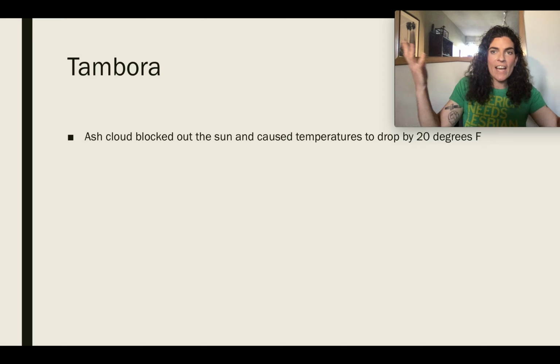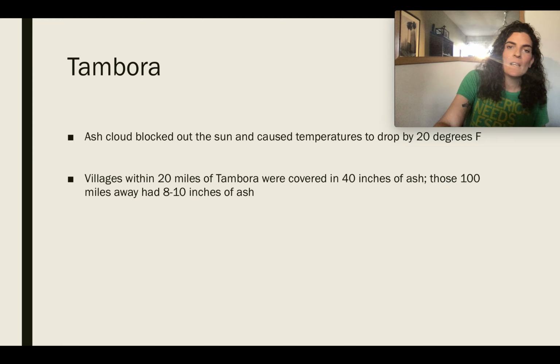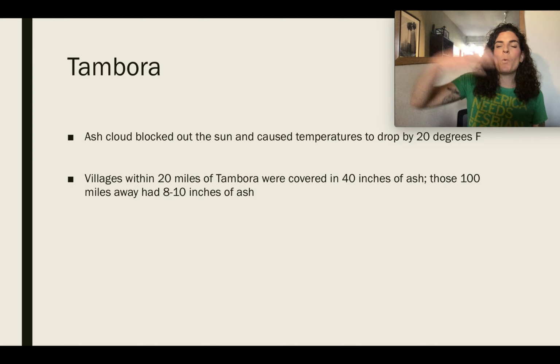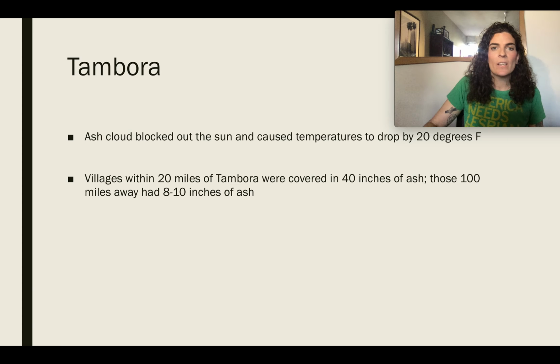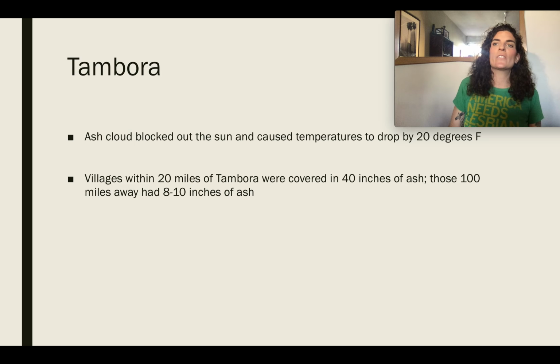The cloud of ash produced by Tambora in the local vicinity of the eruption itself blocked out the sun and caused temperatures to drop by 28 degrees Fahrenheit almost instantaneously. Within 20 miles of Tambora, the villages were covered in about 40 inches, so 3 to 4 feet, of ash, and even up to 100 miles away, those villages were covered in 8, 10, up to a foot of ash, of aerosols and particulates falling out of the sky.